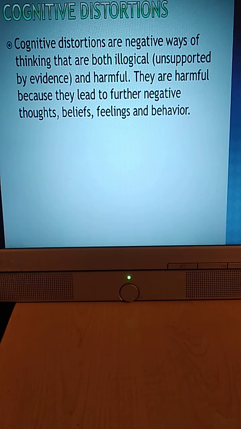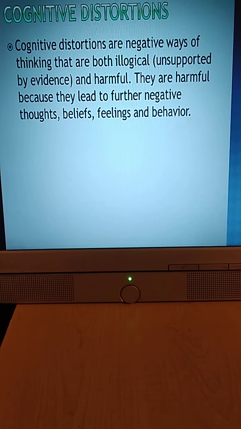Now, we're going to talk about these cognitive distortions. What exactly are they? Well, cognitive distortions are negative ways of thinking that are both illogical, that means it's unsupported by evidence, and harmful. They are harmful because they lead to further negative thoughts, beliefs, feelings, and behavior.